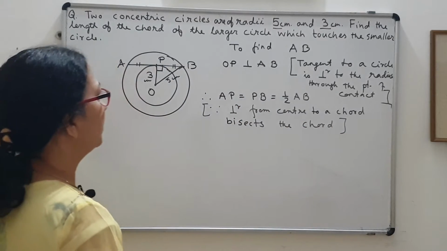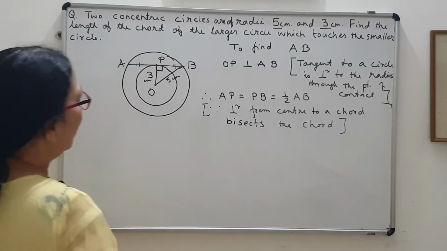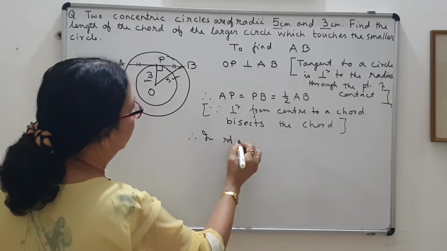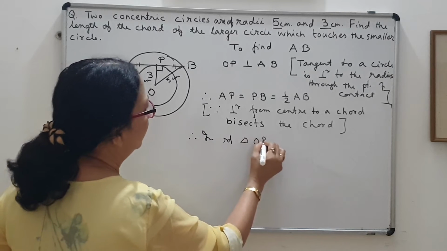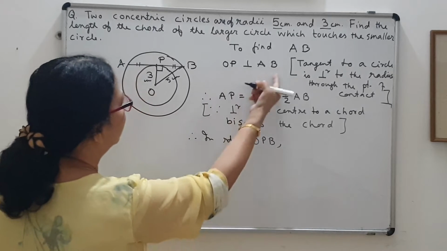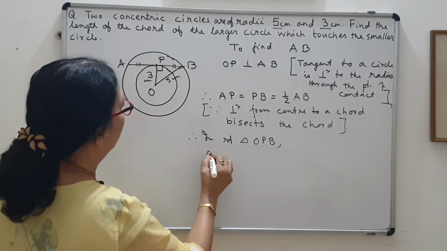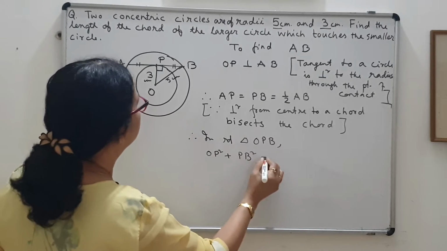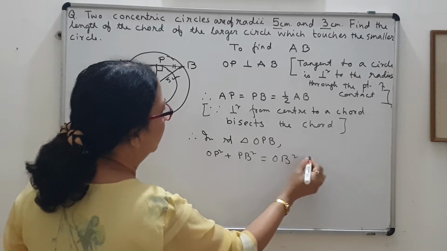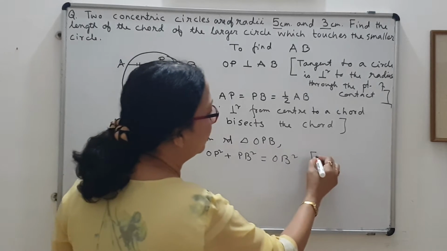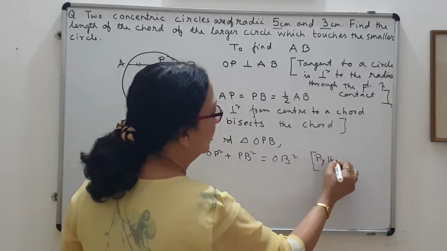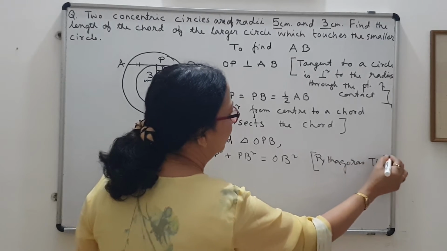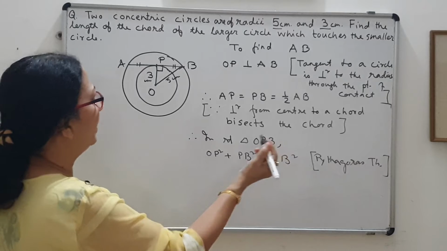That is our reasoning in support of the steps. After that I write, therefore in right triangle OPB, because of this we will have OP square plus PB square is equal to OB square, right, by Pythagoras theorem.